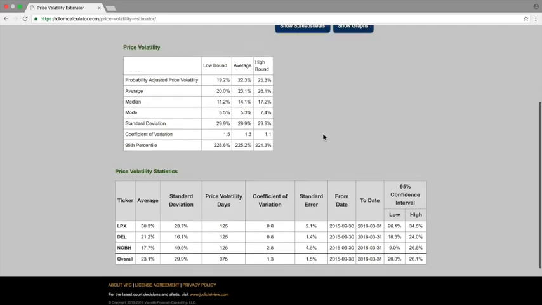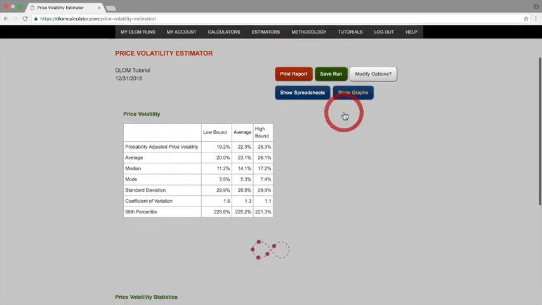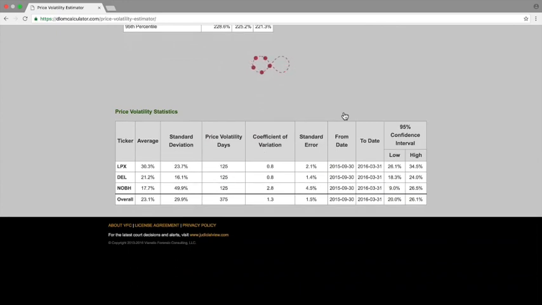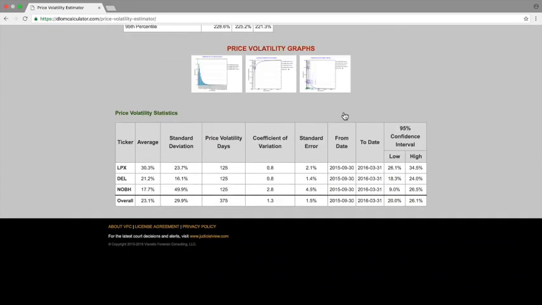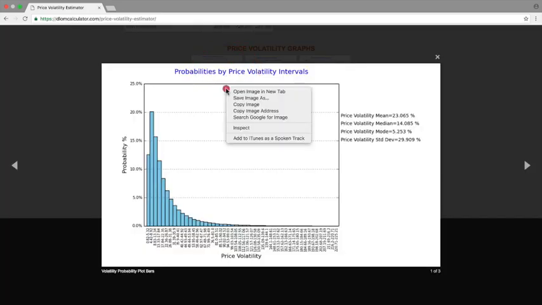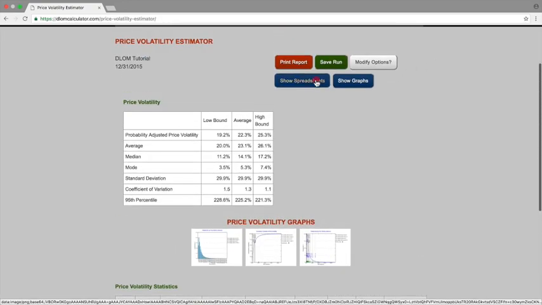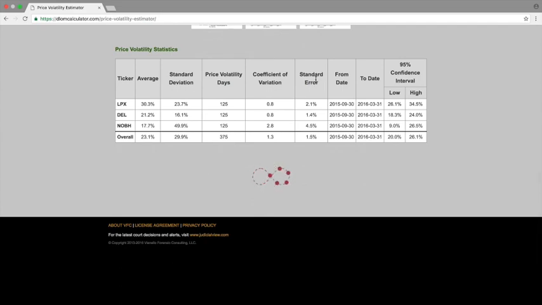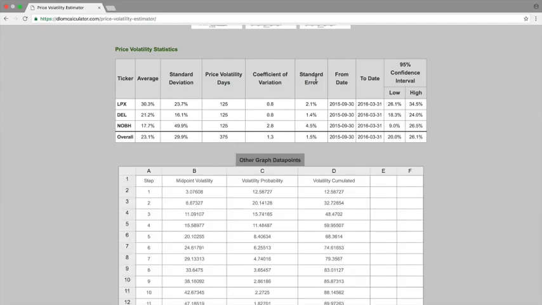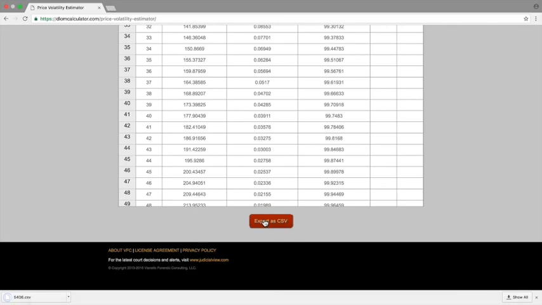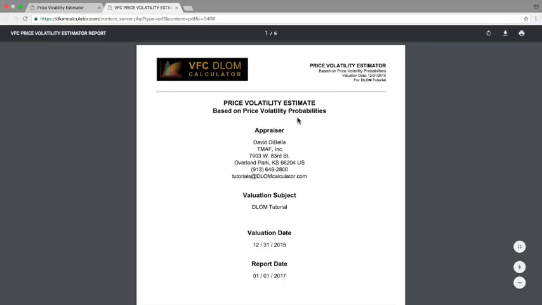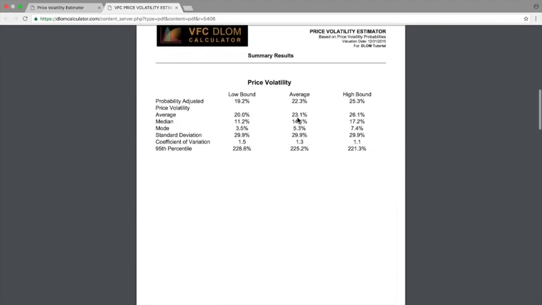Users may view the results graphically by clicking the Show Graphs button, which causes 3 price volatility graphs to appear. These graphs demonstrate the predicted probabilities of price events. Graphs can be saved by right-clicking the image and selecting Save Image As. View the numbers that support the graphs and the price volatility results by clicking the Show Spreadsheets button. The numbers can be downloaded to a CSV file that you can save to your computer and use for further analysis if desired. View and save a PDF report document by clicking the Print Report button.